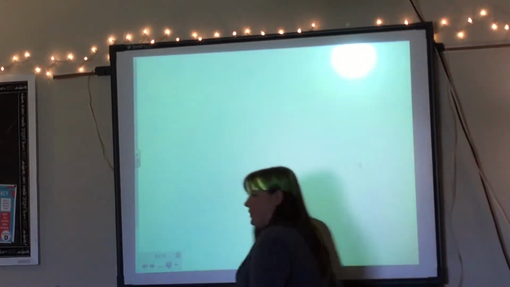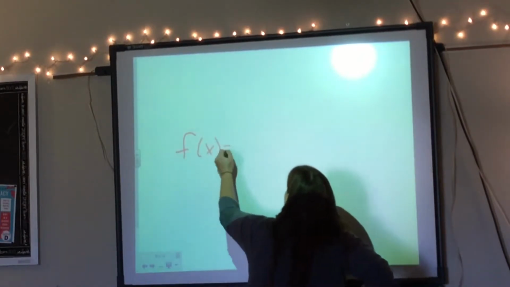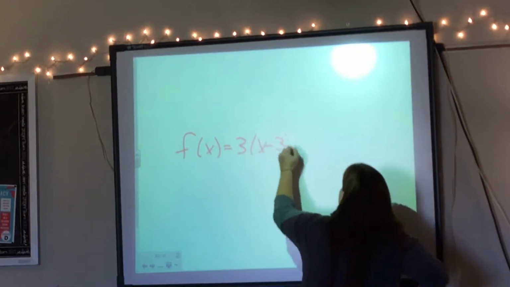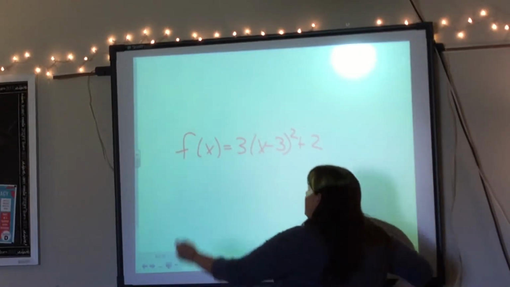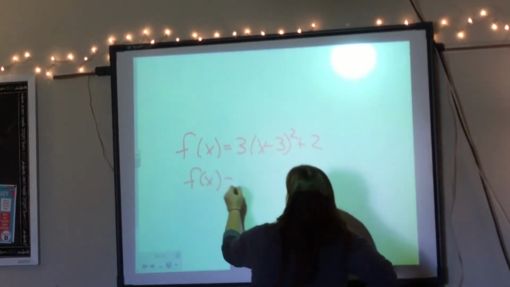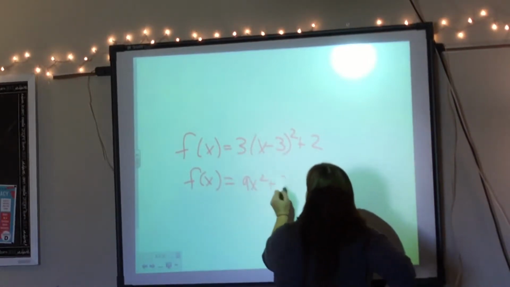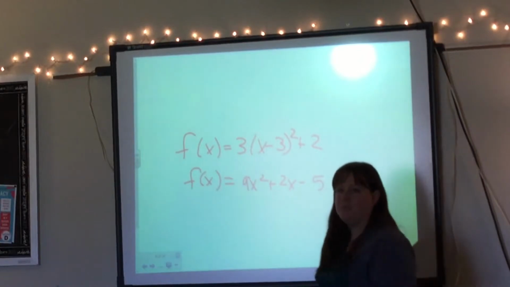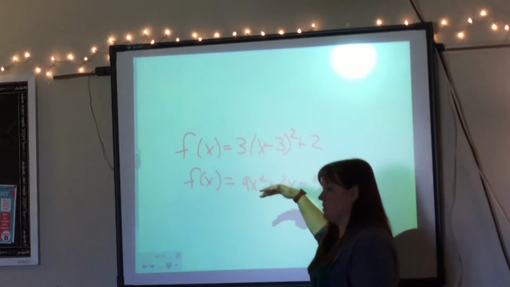Okay, so we learned about different forms of a quadratic, right? We learned about vertex form, which looks something like this. Remember, that's vertex form. And then we learned about standard form, something like that. These are all quadratics. They all form a parabola of some sort.